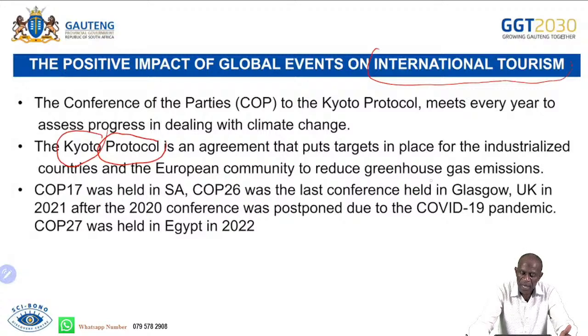COP26 was held in Glasgow, UK in 2021. And after the 2020 conference was postponed due to the COVID pandemic, COP27 was held in Egypt in 2022. So this is an annual event, an event taking place at an interval of 1 year to discuss issues of climate.